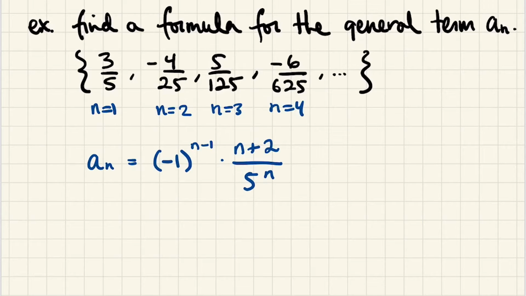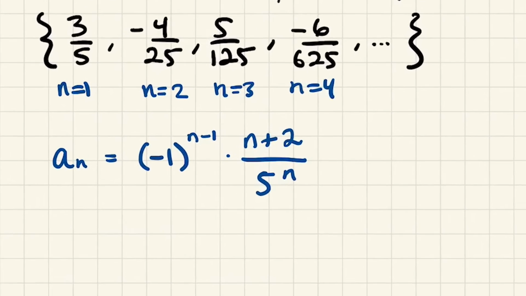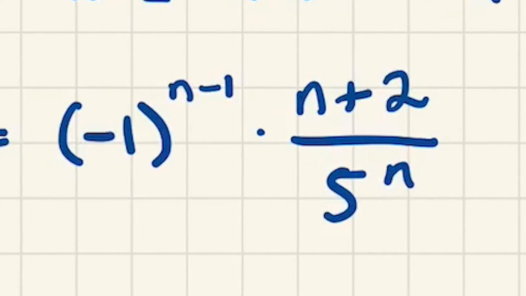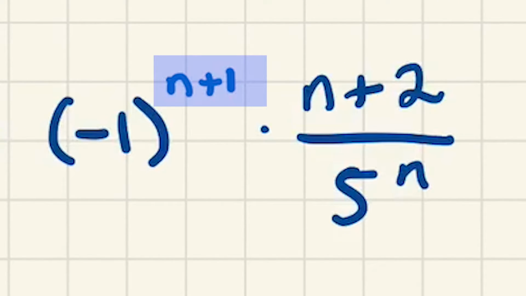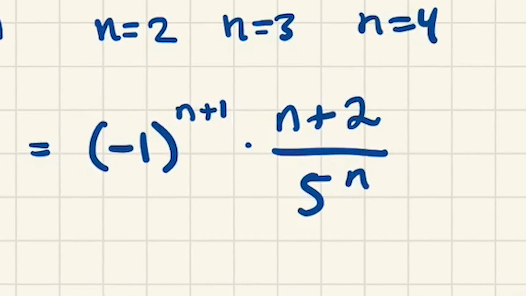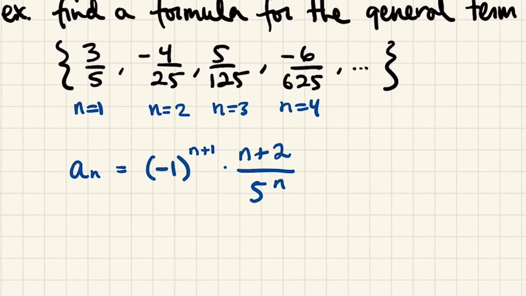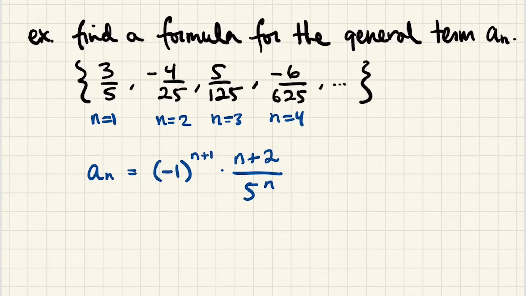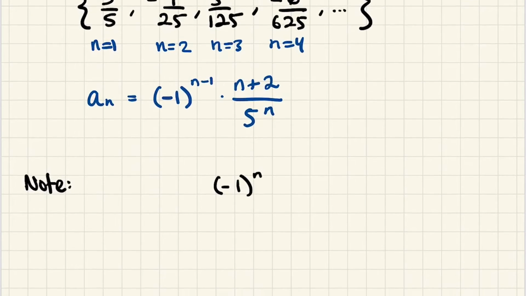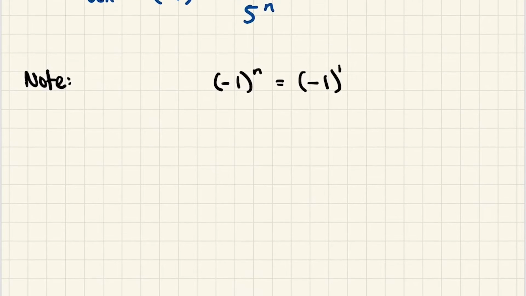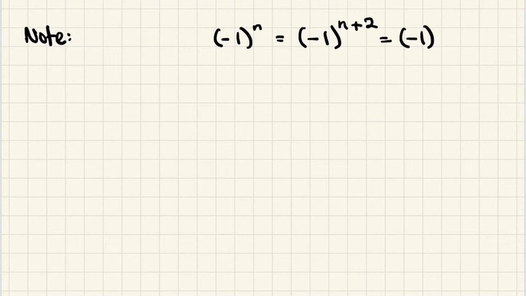Okay, quick note, I always get this question in a face-to-face class, so I'll address it right now. Could we have gone negative 1 to the n plus 1 instead of n minus 1? Absolutely. You have every right to do that, and that will be correct as well. I tend to just go with minus 1 in those situations, but plus 1 is perfectly all right. In fact, negative 1 to the n itself is the same thing as negative 1 to the n plus 2, which is negative 1 to the n plus 4. And you can go this way as well. Negative 1 to the n minus 2.